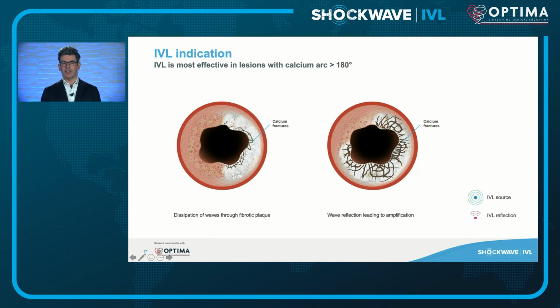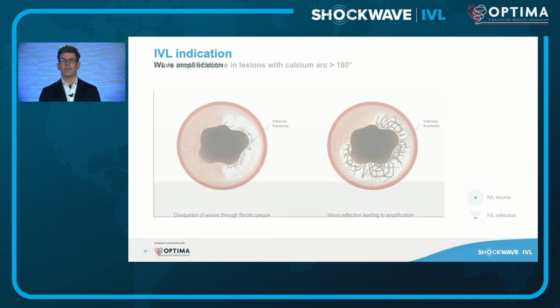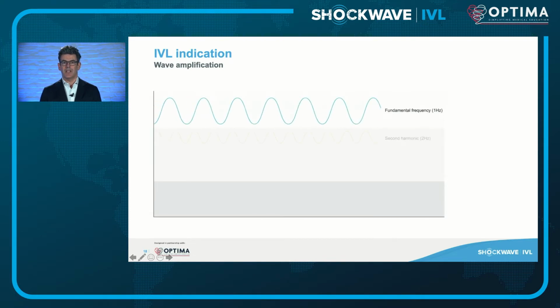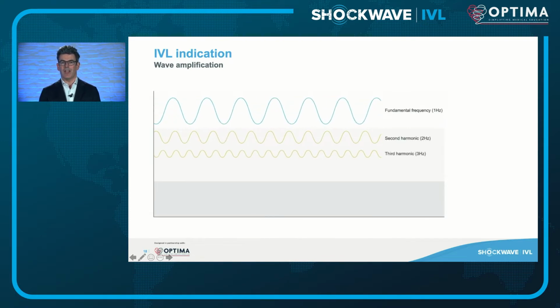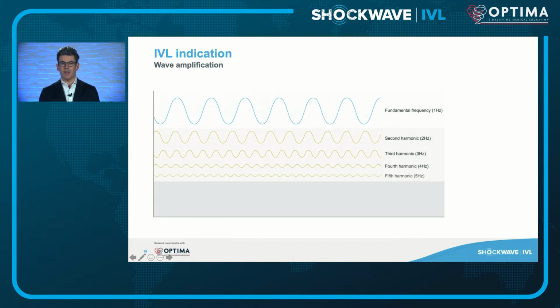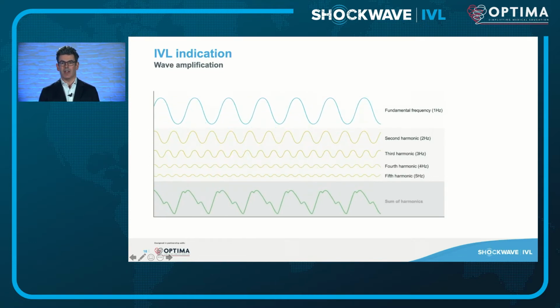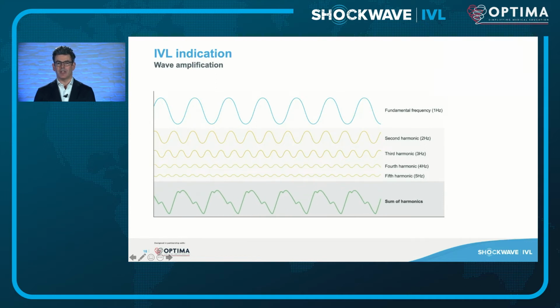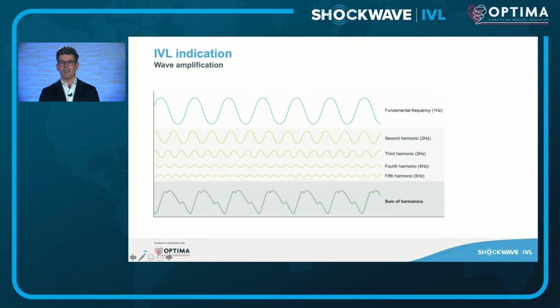And this wave reflection means that the signal is amplified within this area of concentricity, so the energy delivered is higher earlier on in the balloon activation. What we see with this concept of wave amplification is that there are the fundamental frequencies and the harmonic frequencies, and you get this composite of all these various harmonic frequencies, and within a concentric lesion, there is significant enhancement of the energy delivery within concentric calcification.